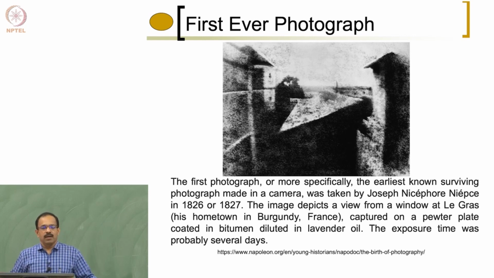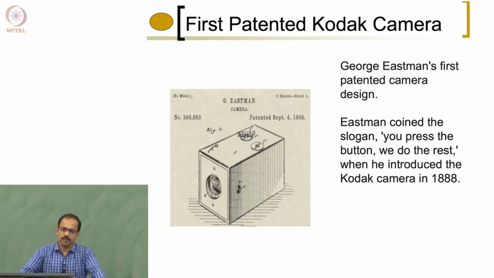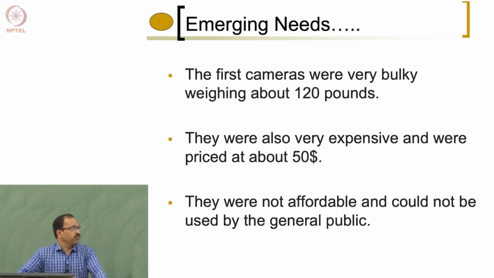And then once it comes, there will be a lot of development taking place. People will start working on it and try to develop it. The first patented Kodak camera was brought in 1888. In 1888, Eastman coined the slogan, "You press the button, we do the rest." So that was the first camera in 1888. And from there onwards, we had a lot of developments.